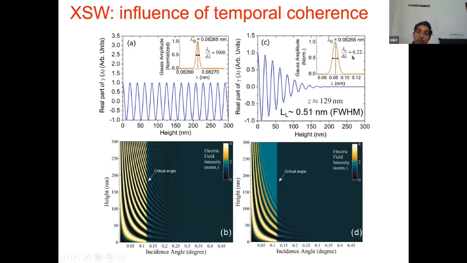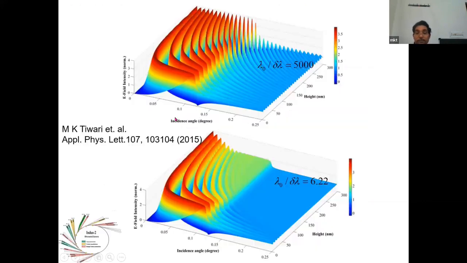So for example, if you allow the monochromaticity to go to this very low monochromaticity, then you have this kind of field, and the temporal coherence length is 0.51 nanometer, and this temporal coherence length corresponds to a height of 120 nanometer. And here the monochromaticity is very high, then this Z is something like 10 micron. This is the demonstration in 3D forms.